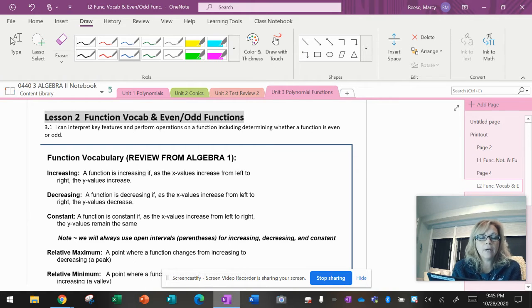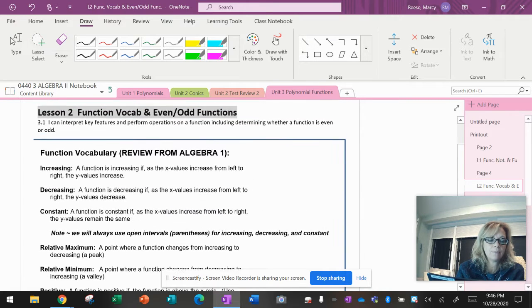We are still on Standard 3.1. So you did some basics with function notation yesterday, and now we're going to look at some of the key features of a graph and even or odd behaviors. So, even or odd functions.